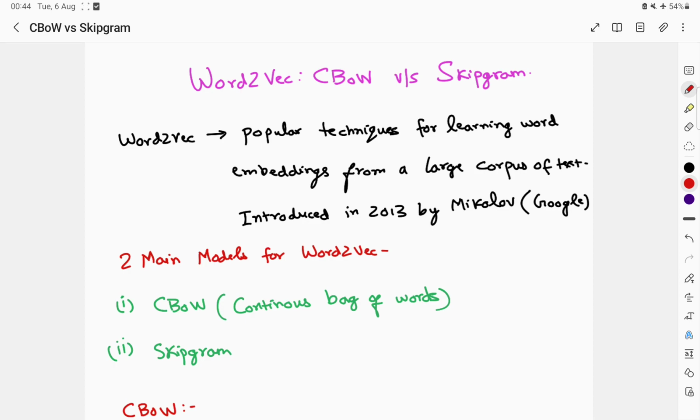Now it's very important to understand the difference between these two because each of these has its own pros and cons. And again, that's a decision that you have to make as a data scientist when you're trying to use Word2Vec to compute the word embeddings.